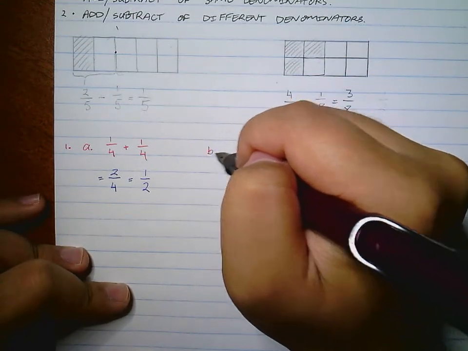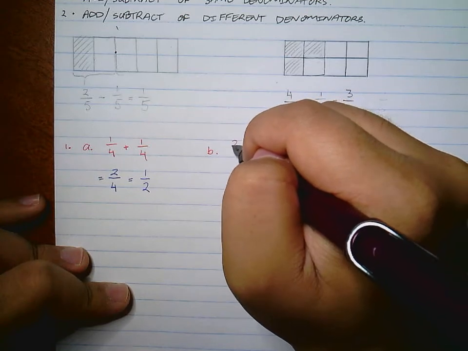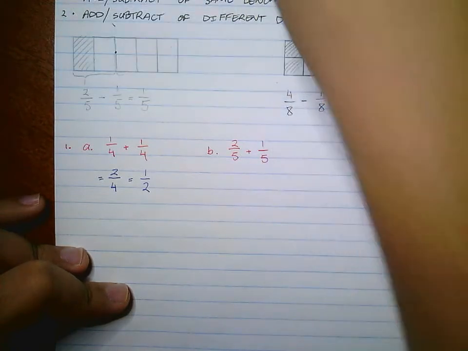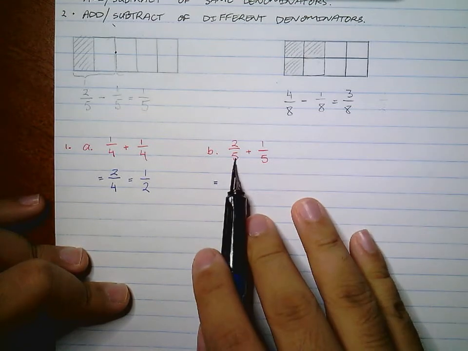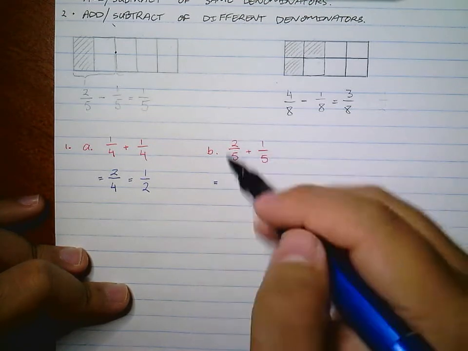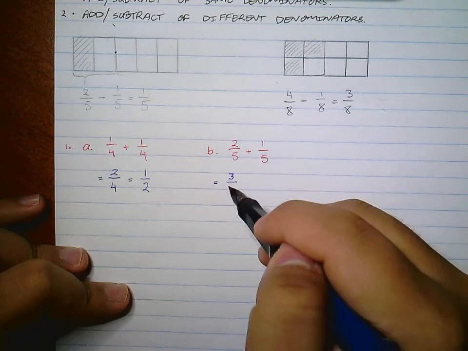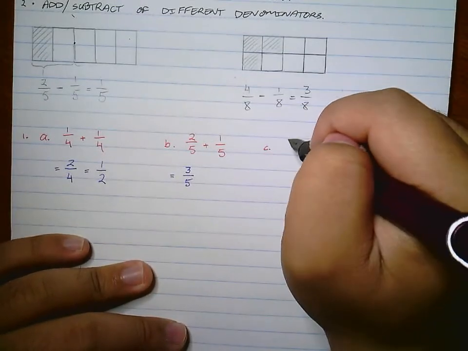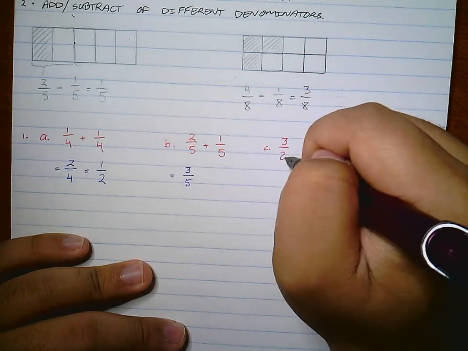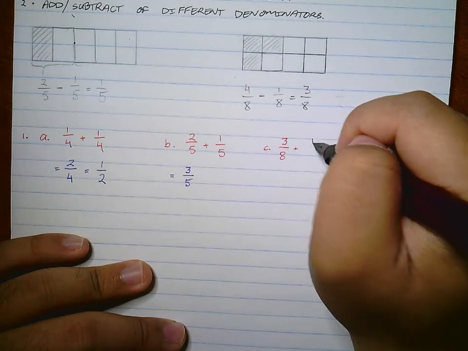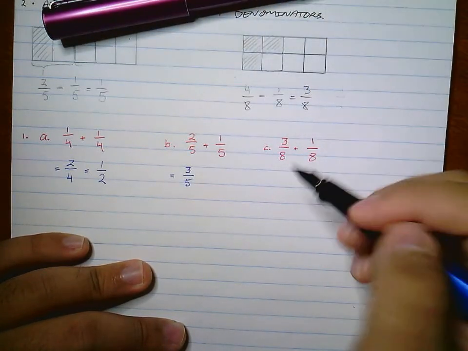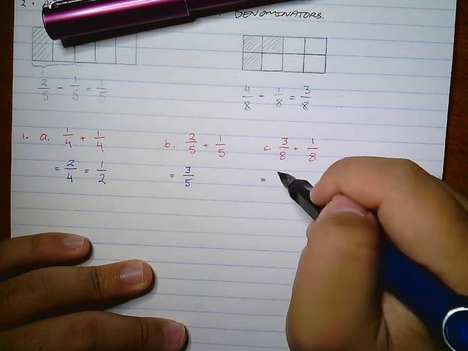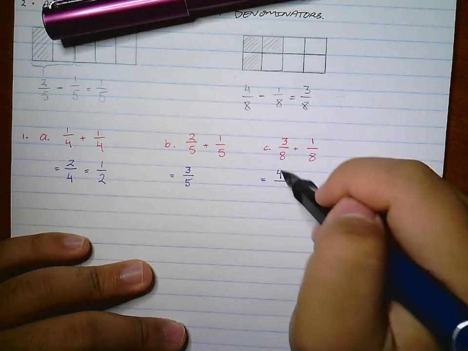Let's get a few more examples in here. If we had 2/5 plus 1/5, well, that's very simple. They have the same denominator. 2 plus 1 gives me 3, and the denominator stays the same. This we cannot simplify. Let's take a look at a few more examples. Let's say we had 3/8 plus 1/8. Once again, they have the same denominator, so we can just add the numerators together. 3 plus 1 is 4, and the denominator remains the same.